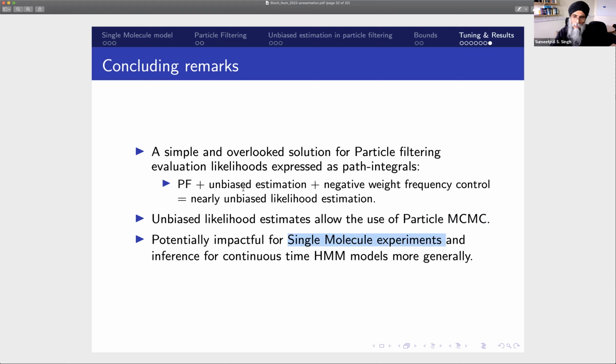It's useful for them, and potentially it's also useful for inference in continuous time Markov models, because these path integrals appear there as well through a change of measure. Okay, I think I will stop here and take any questions you may have.